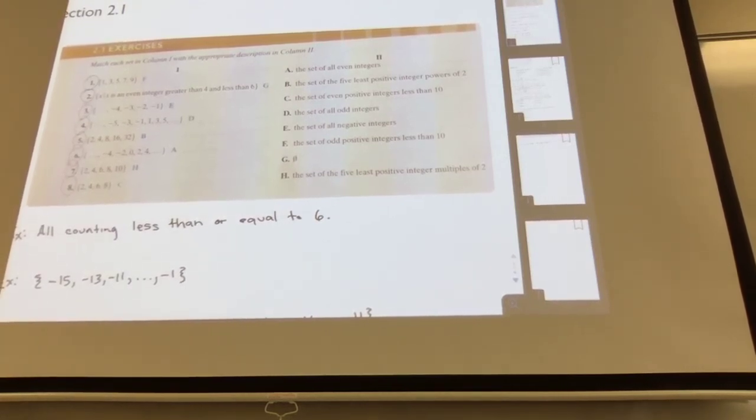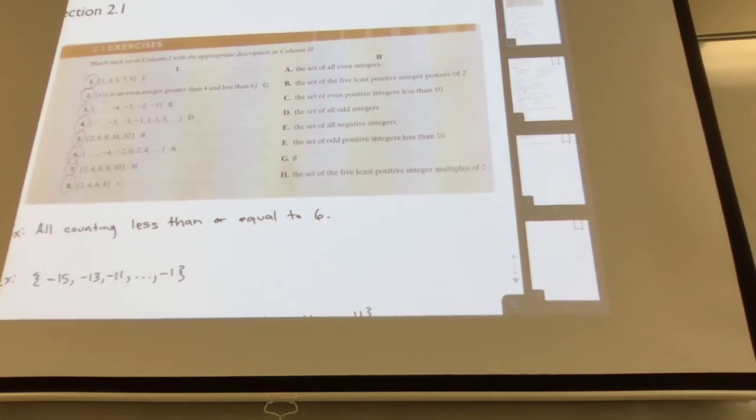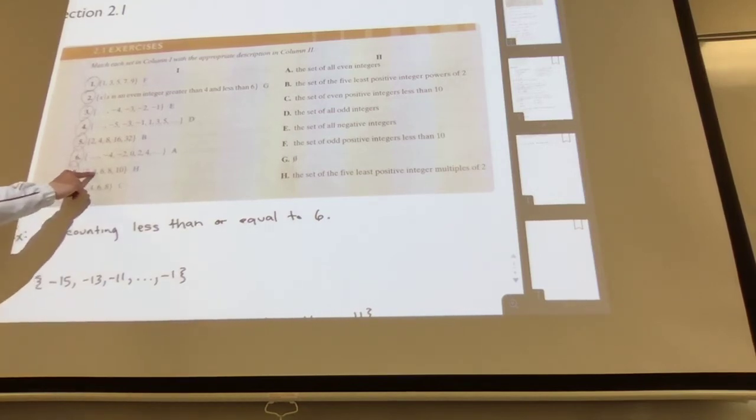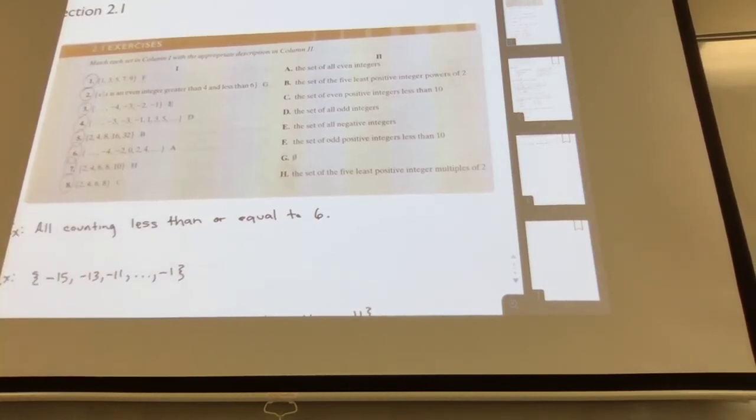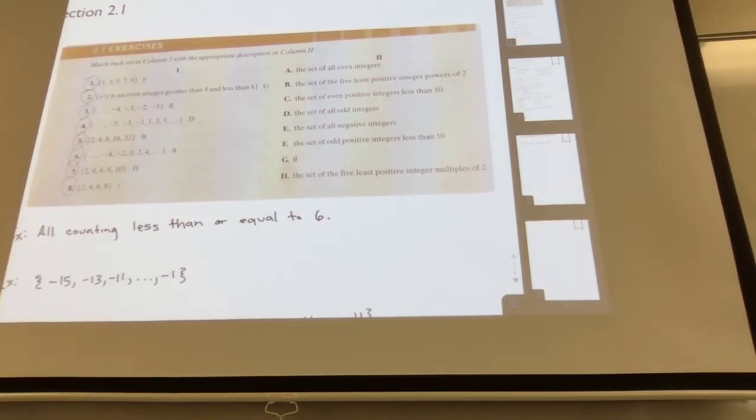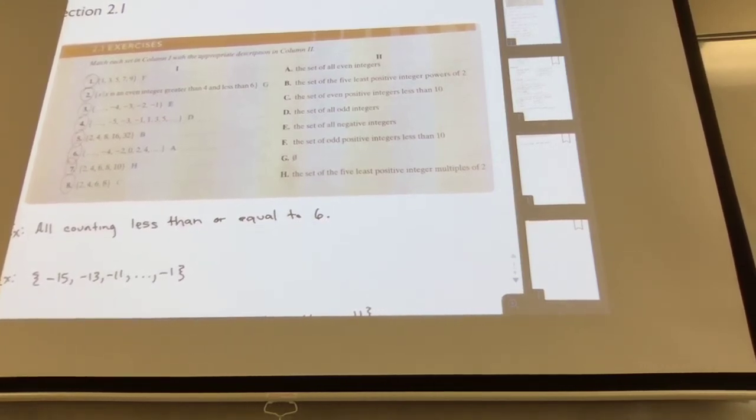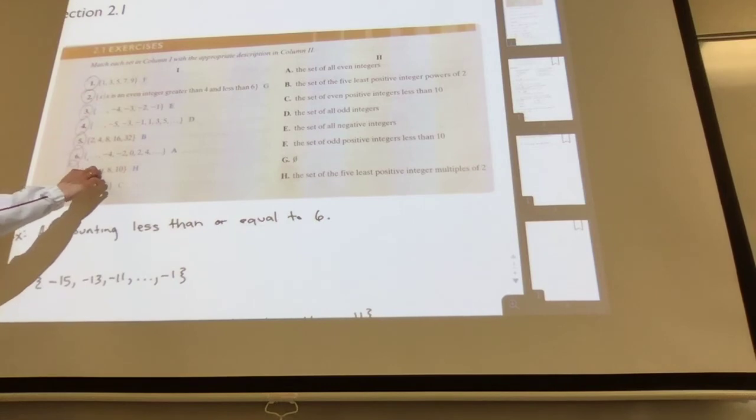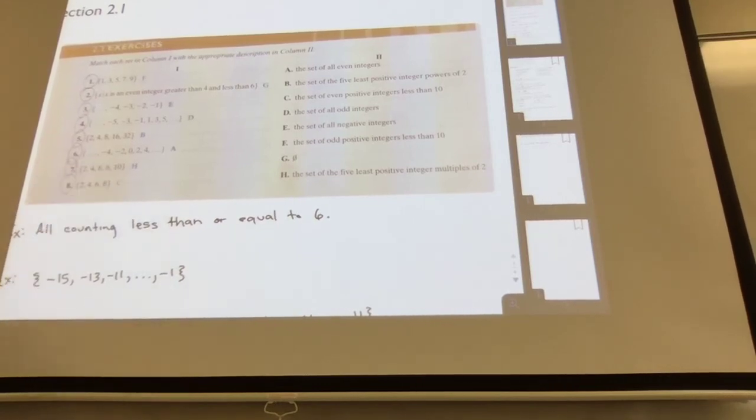So then I jump back up. The only thing, H is the set of 5 least positive integers with multiples of 2. Multiples of 2 means you're going to have an even number. So that's a multiple of 2, that's a multiple of 2. So basically you multiply by 2. I have a 2 that's factored in there, okay, because this one's 2 times 1, 2 times 2, 2 times 3, 2 times 4, 2 times 5, so therefore it's a multiple of 2.